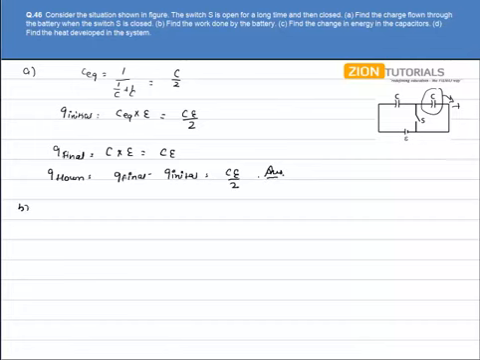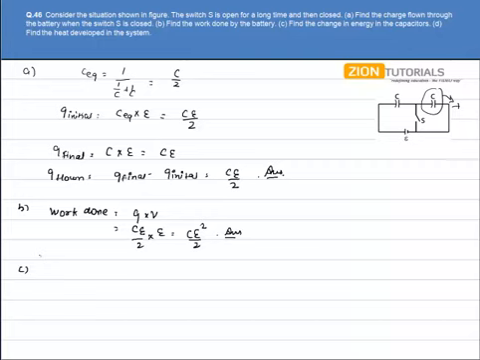In the second part, we have to calculate the work done by the battery. Now as I told you earlier, the work done by the battery is given by the charge flown through the battery into the potential of the battery. So since the charge flown is C epsilon by 2 and the potential is epsilon, the work done by the battery will be C epsilon square by 2. That is the answer.